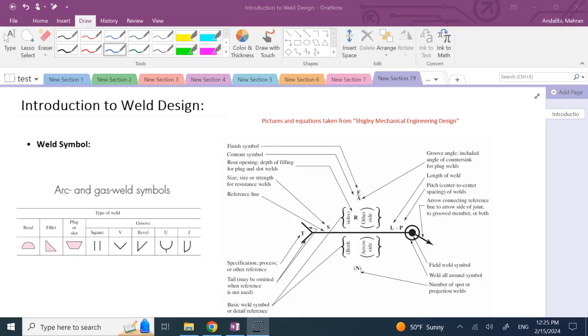Hello everyone. In this video we are going to talk about weld design and weld symbols, which is a very important topic in machine design. As always, the pictures and equations are taken from Shigley's Mechanical Engineering Design book. And before I talk about the stress calculation in weld, I want to show you the weld symbol.